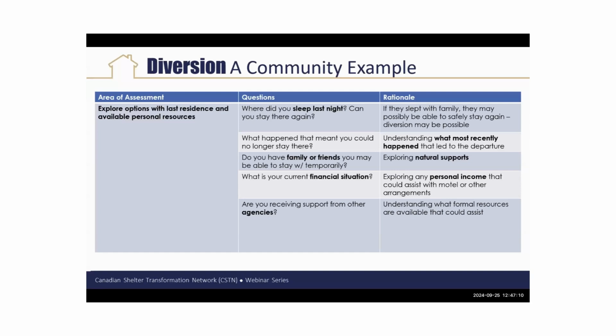So it's what happened that meant you could no longer stay there. So understanding, was it a family breakdown? Was it a relationship breakdown? Was it unsafe? And then, do you have family or friends that you may be able to stay with? Maybe they stayed with family last night and it didn't work, but is there another alternative? Do they have friends or family within the community that they're able to stay with?